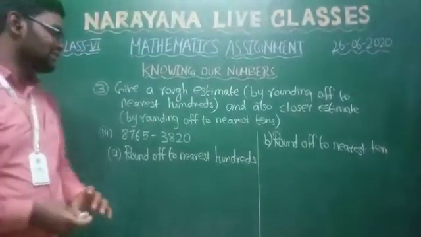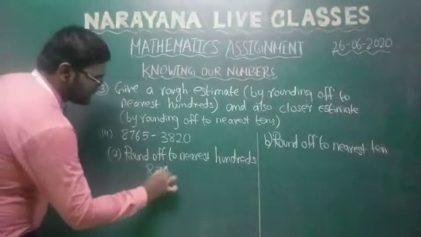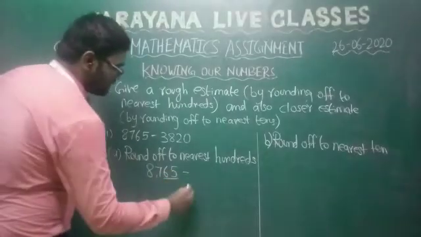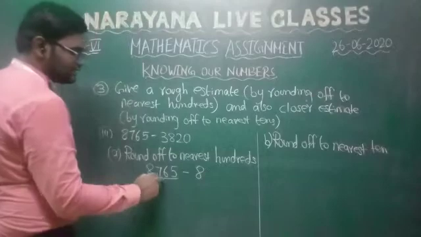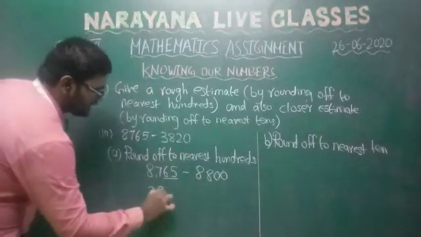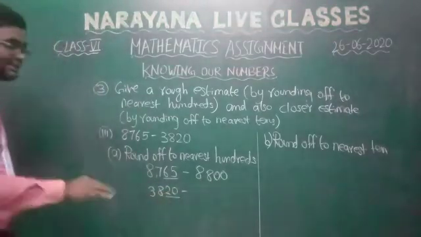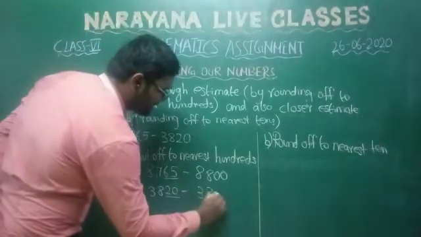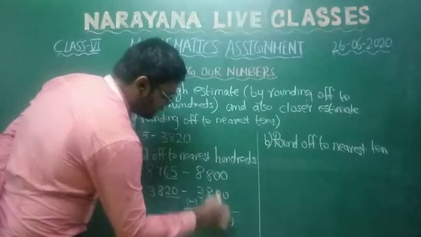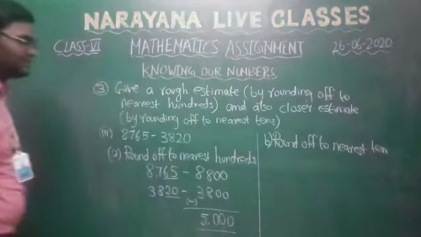So now we will discuss the third subdivision. Same, first we are going to round to the nearest 100. 8,765. 65 is greater than 50, so it will round up to 8,800. Similarly, 3,820. If you round to the nearest 100, 20 is less than 50, so it will become 3,800. So if you subtract, 0, 0, 0, 8 minus 3 it is 5. So the answer is 5,000.